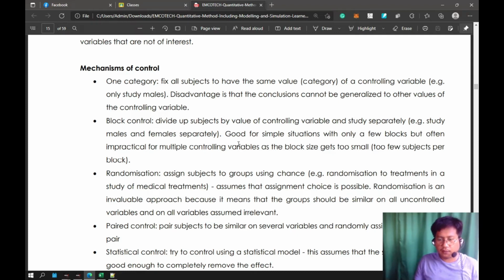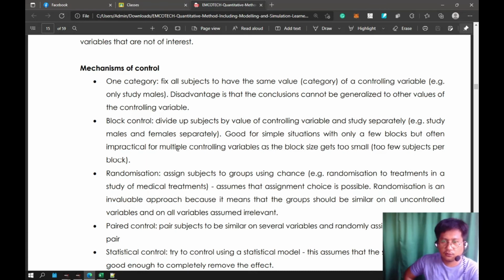Yung magiging pagkukunan mo ng sample. Pag one category lang, sabihin natin lahat ng nagtatrabaho sa Pagadian City, one category yun. Pag sinabi natin block control, lahat ng nagtatrabaho sa Pagadian City per sector, let's say education sector, meron dun sa business, yung ganon. Block control na yun. Pag randomization naman, from a large group of subjects, we randomize.